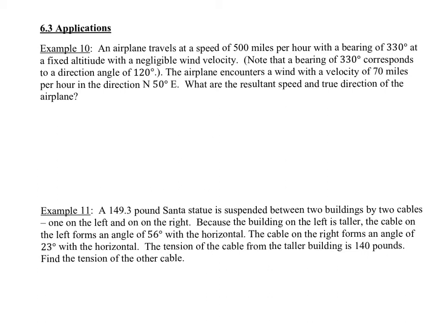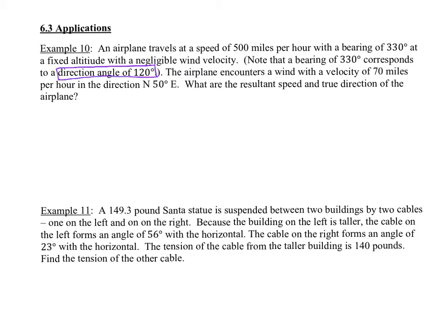Okay, we are finally getting to applications in section 6.3. For the first one, it says an airplane travels at a speed of 500 miles per hour with a bearing of 330 degrees at a fixed altitude with a negligible wind velocity. Note that a bearing of 330 degrees corresponds to a direction angle of 120 degrees. I really only care about the direction angle, so I'm going to keep in mind that the direction angle is 120 degrees.